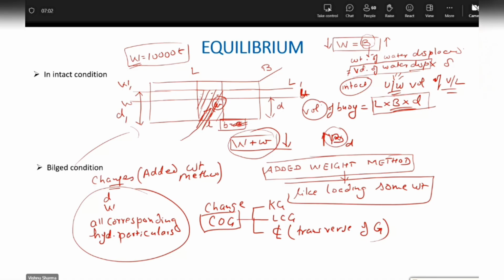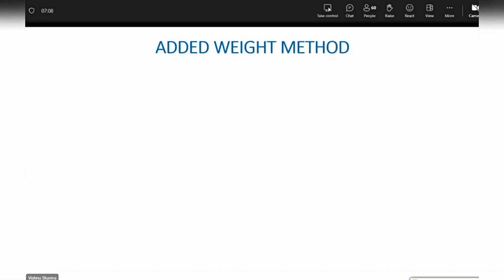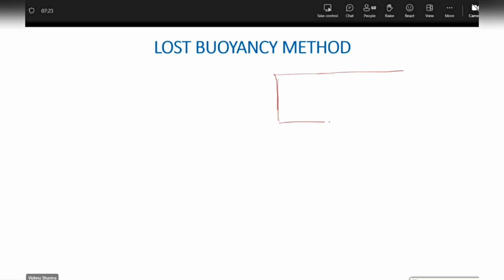Can I go to the next slide then? Okay. Added weight method we have already done, guys. Now I go to the next one. Now, we go back to the same diagram that I had drawn there. I have the ship, length L, breadth B.